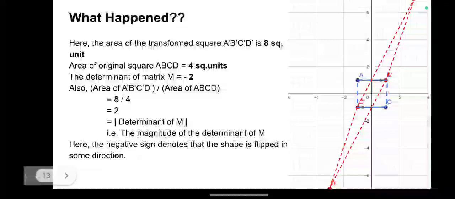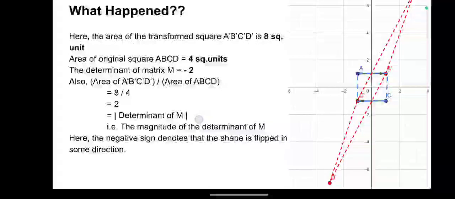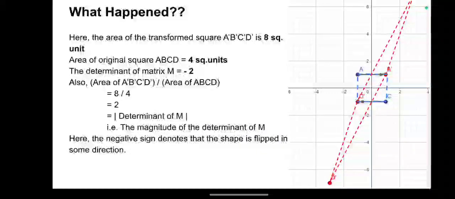Now the 2 is the same as the determinant of the matrix with modulus applied, so the magnitude of the determinant of the matrix M. The magnitude of the determinant tells us how much a shape is scaled. But what the negative sign tells us is that the shape has been flipped in some direction, either in the x-axis or the y-axis. Here we can see the figure has been flipped along the y-axis.